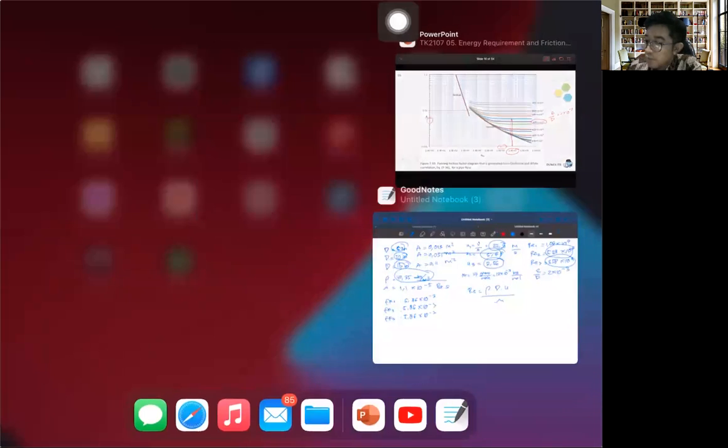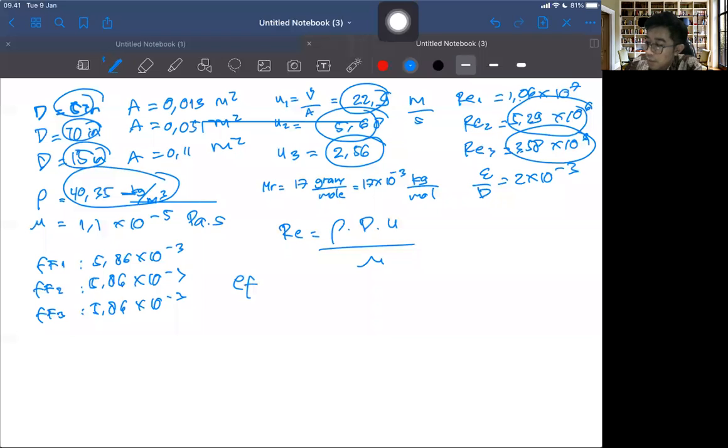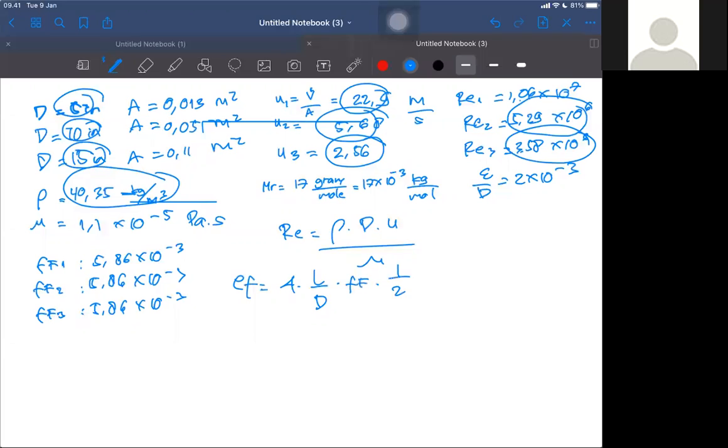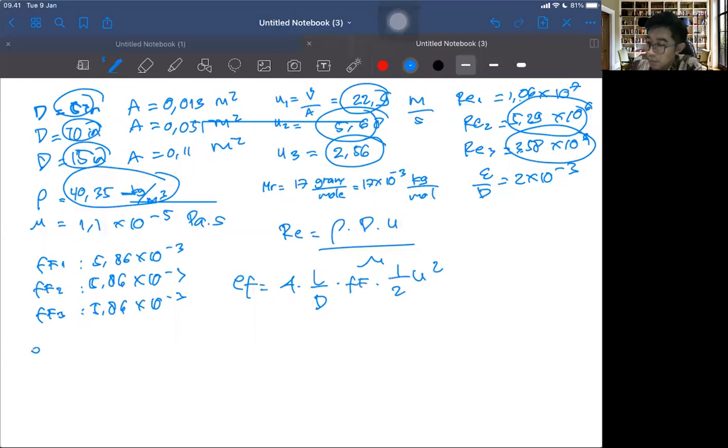So after you get the friction factor, you get to calculate the friction loss, right? L over D times friction factor times this one. So please calculate EF1, EF2, and EF3. The diameter is different. The velocity is different. Use each of the diameters and each of the velocities. I think it's easier if you calculate in Excel, because it's a step-by-step calculation.